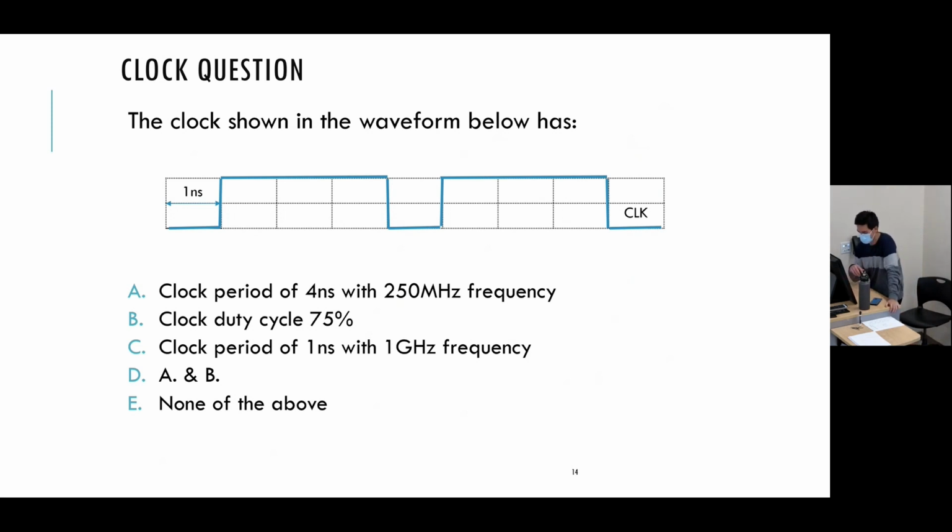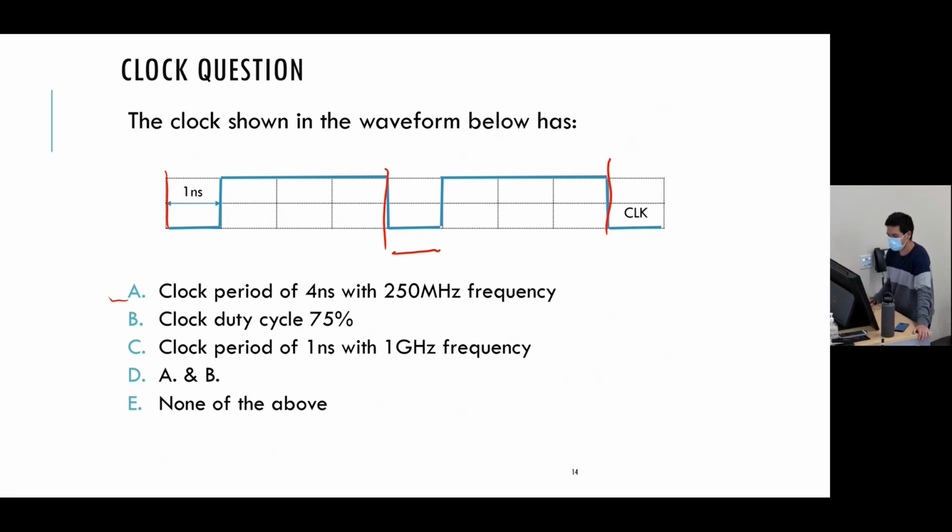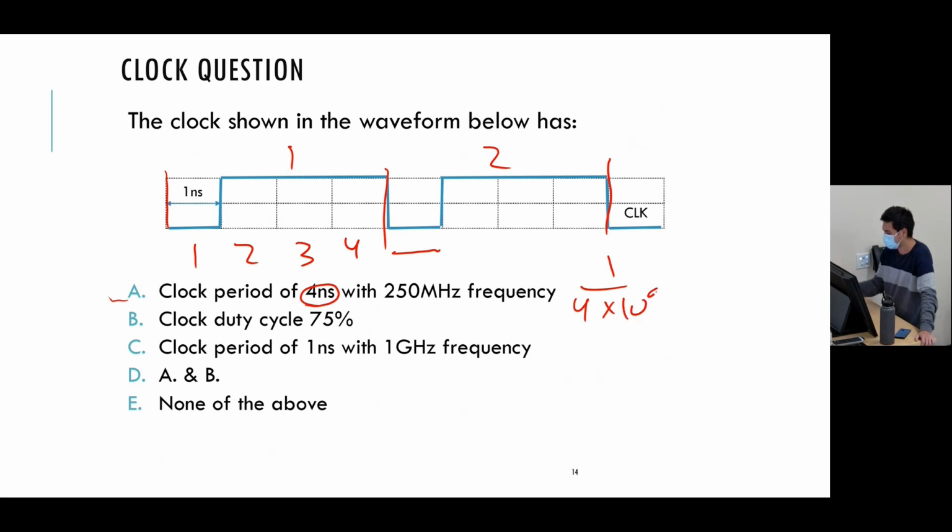We have moved in the right direction. So I can do this one by one. A is saying it has a period of 4 nanoseconds. So I'm starting here, right? It's low, and becomes low again here. Here it stays low for 1, and it stays high for another 3. So this is one period and this is the second period. So this is 1, 2, 3, 4 nanoseconds. So 4 nanoseconds. And you could confirm that 1/4 times 10 to the 9 is 250 million.